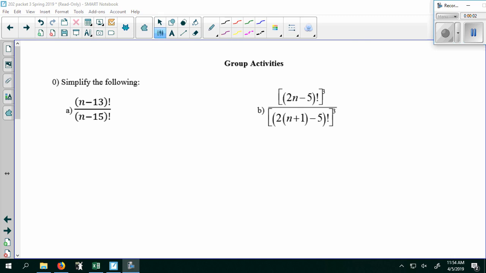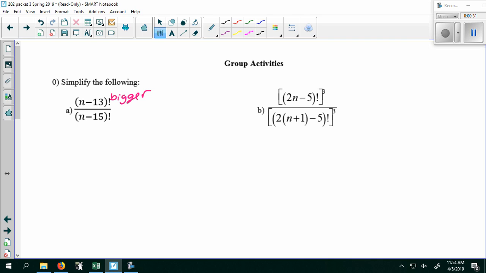Simplify n minus 13 factorial over n minus 15 factorial. So first we decide which number is bigger. So you start with a number n and you subtract 13 compared to starting with a number n and subtracting 15. Subtracting 13 is going to give you a bigger number, right? Subtracting 15 will give you a smaller number than if you subtract 13. So the bigger number is on top.